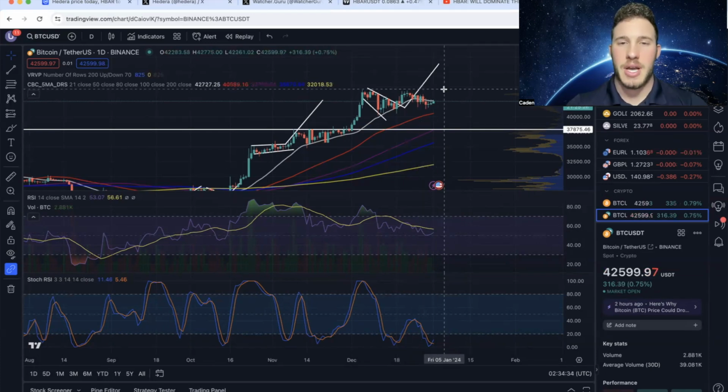So just to be clear, in my humble opinion, I actually think Hbar looks phenomenal right now, at least on the daily time frame. However, Bitcoin is a little bit more indecisive. And the reality is that if Bitcoin drops, there's a good chance Hbar will also drop. So you do need to keep that in mind.